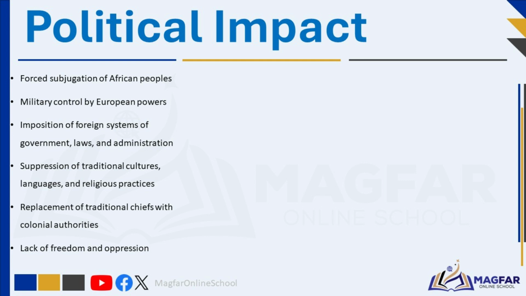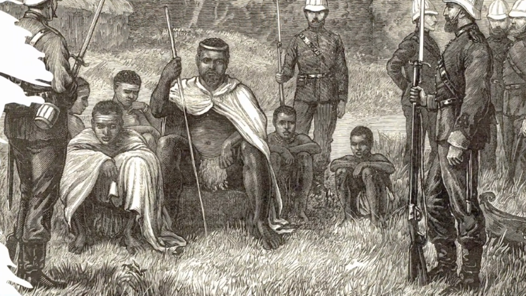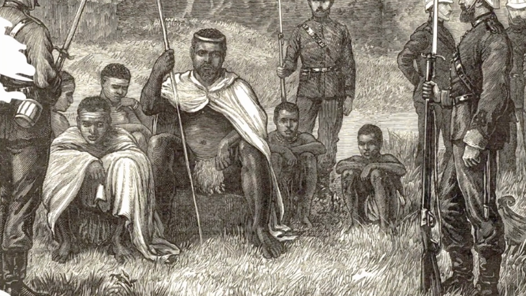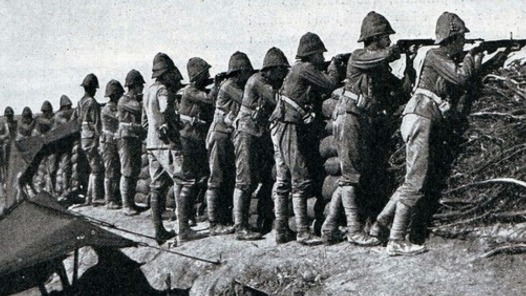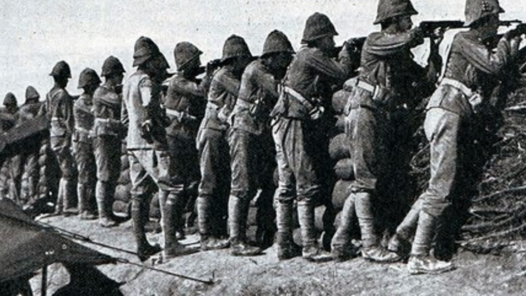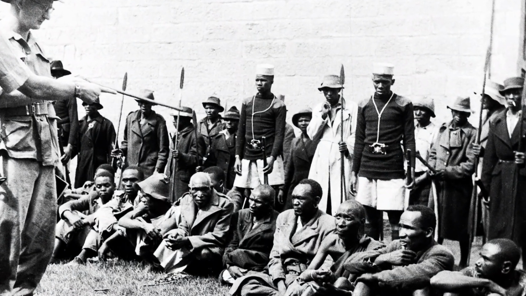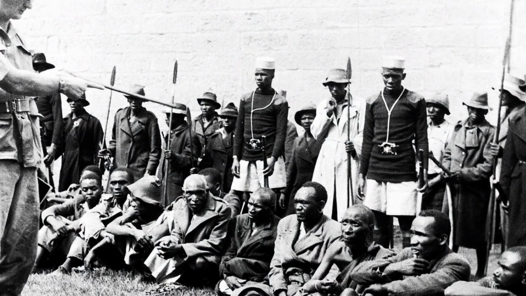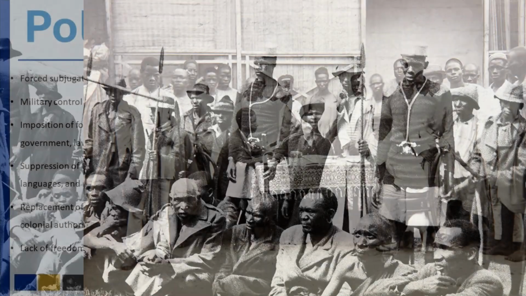Politically, one of the most significant impacts of colonization was the forced subjugation of African peoples. European powers established control over African territories through military force and imposed their own systems of government, laws, and administration on the local populations. This often led to the suppression of traditional African cultures, languages, and religious practices.